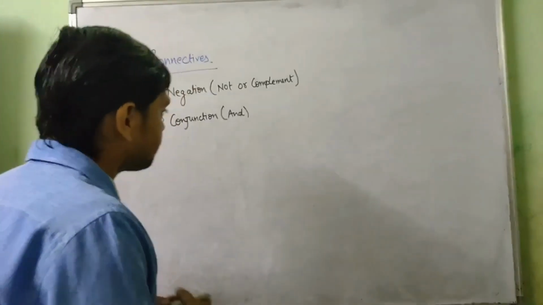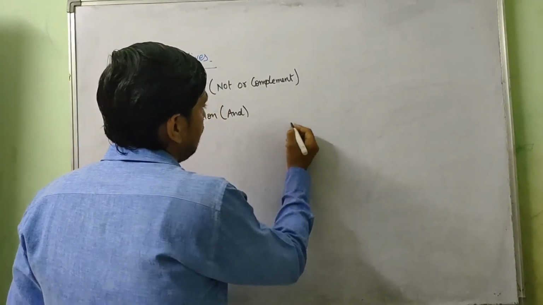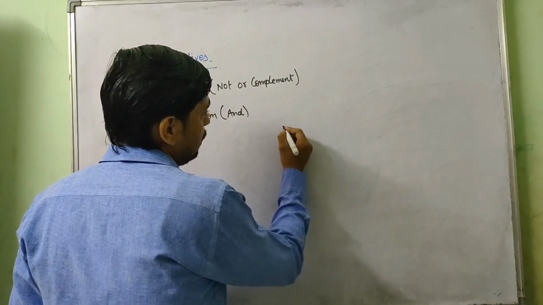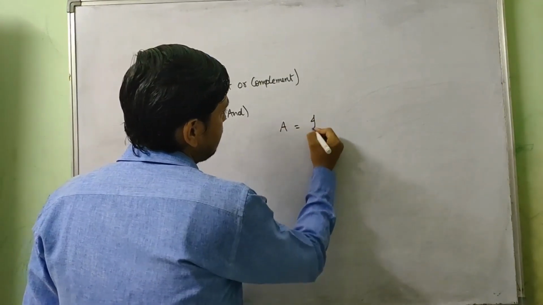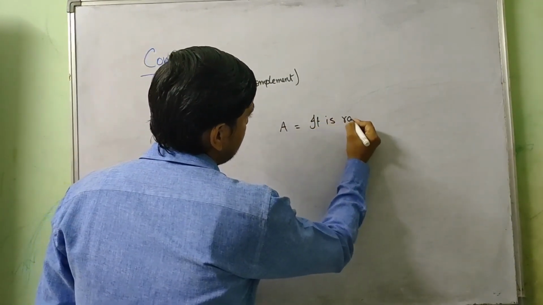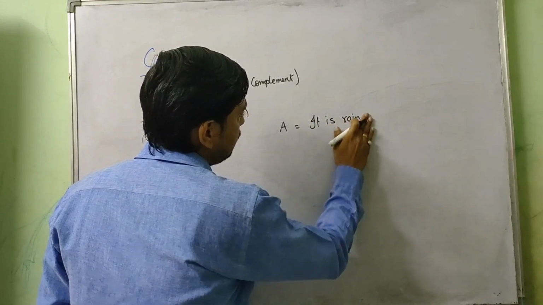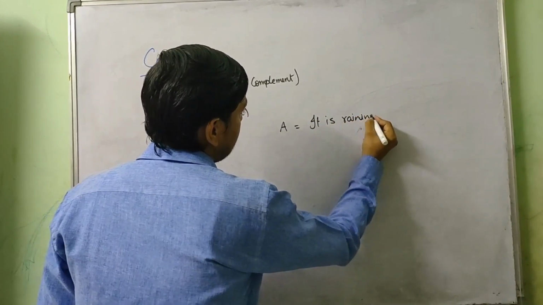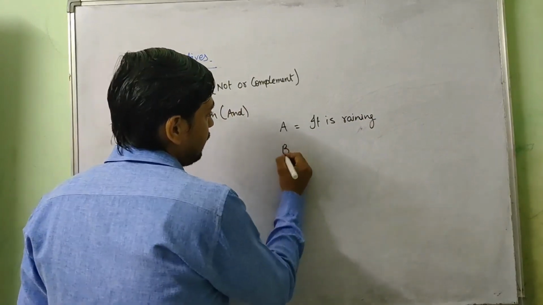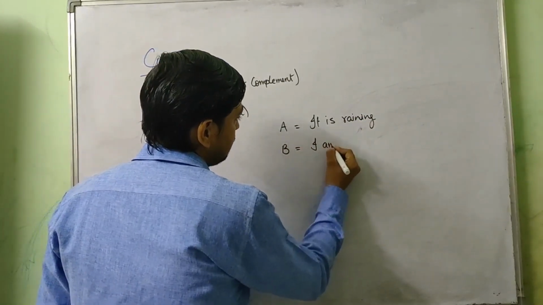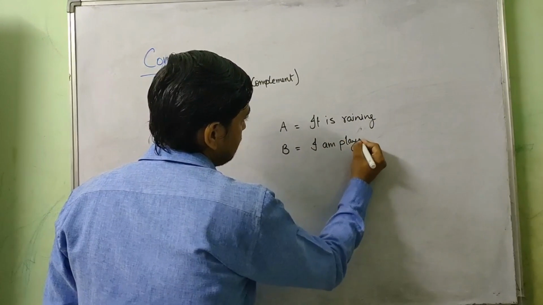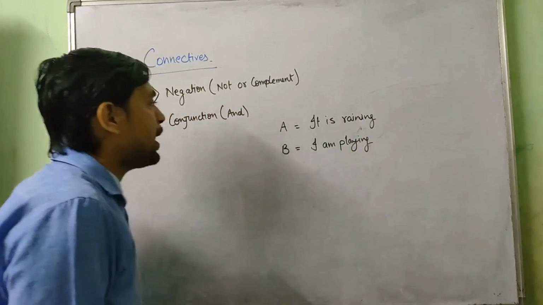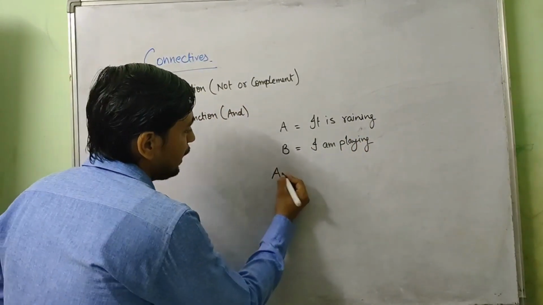Suppose A is "it is raining," and B is "I am playing." If you are combining them, it will be A and B.